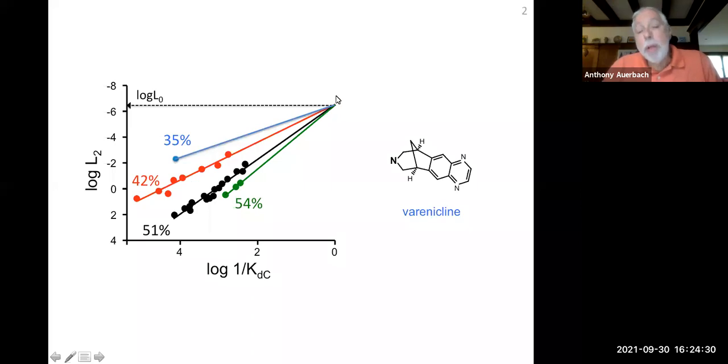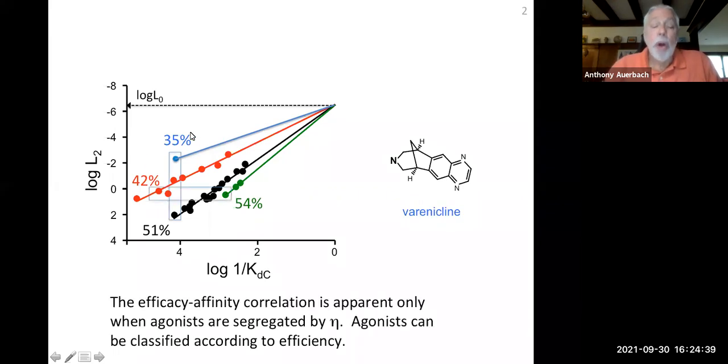And using the same L0 as the others, which of course is the same for all, we get 35% for that one. So the point I want to make here is that the correlation between efficacy and affinity is apparent only when you segregate agonists according to efficiency. If you just took randomly 5 or 6 dose response curves of agonists, you would conclude that there is no correlation between affinity and efficacy. Here you see 3 ligands that have the same affinity but very different efficacies. Here are 3 ligands that have the same efficacy but very different affinities.